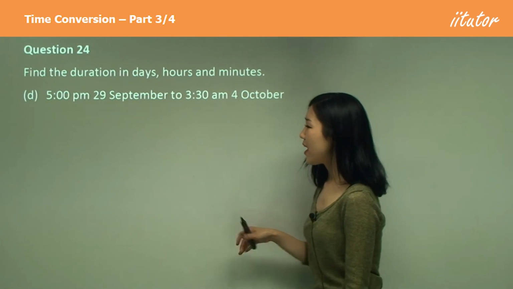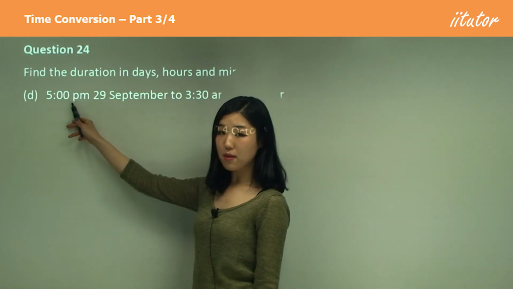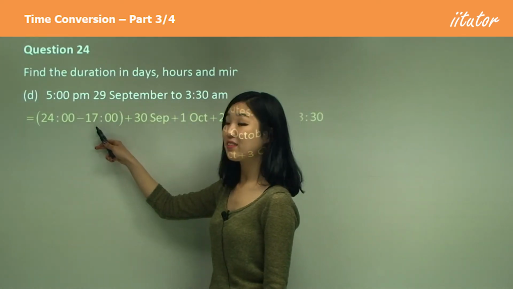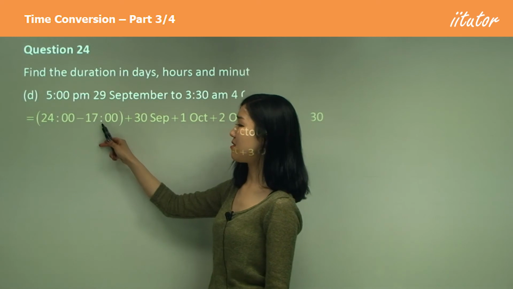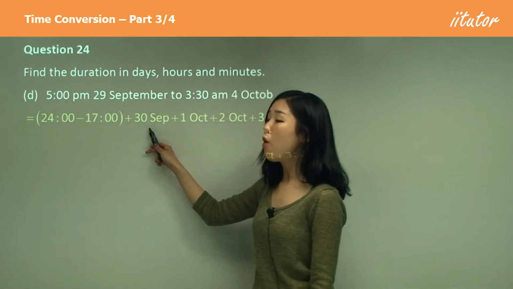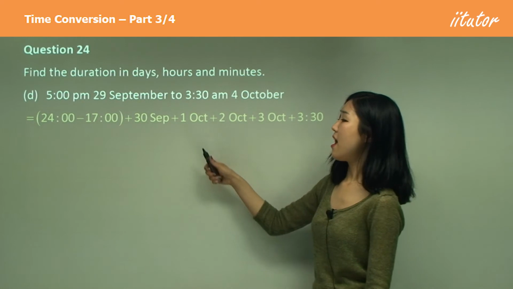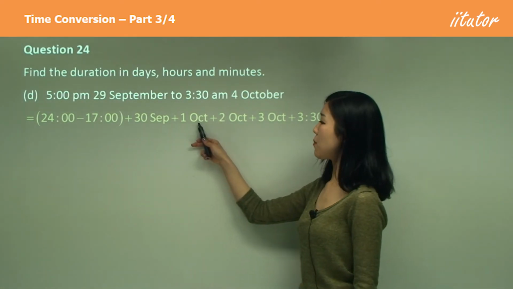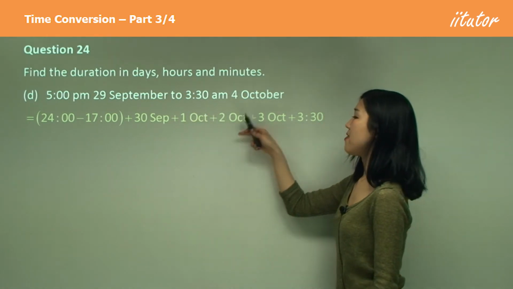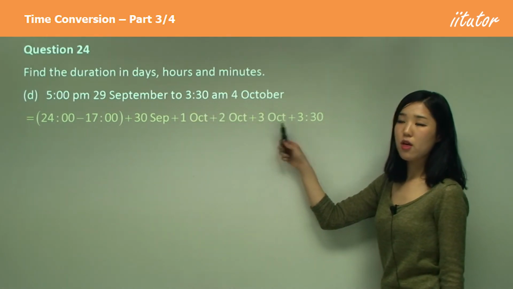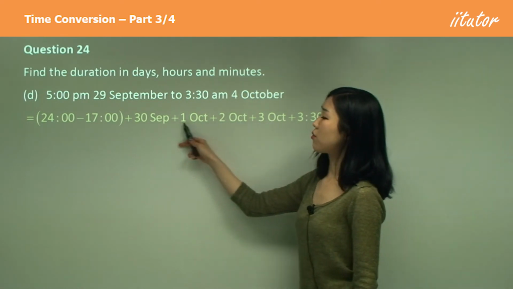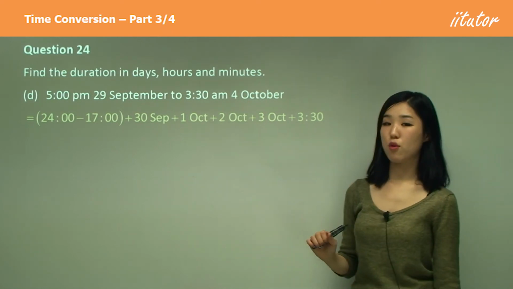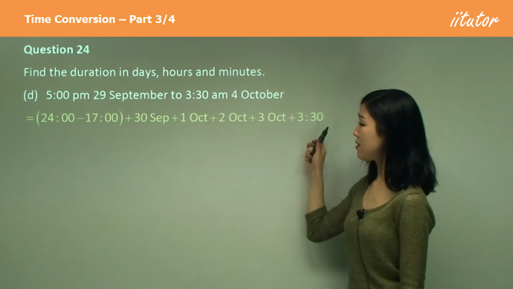All right, what we'll do, again, we'll do the same thing, but this is p.m., so make sure you change that to 24-hour time. So we're going to do 24 minus 17, because 5 p.m. is 17. And then we've got a whole 30th of September that day. And you know how September only has 30 days? So the next day will be 1st of October, and then we have 2nd October, and then we have a whole 3rd of October. So we've got 1, 2, 3, 4 whole days in between. And then of course we have 3:30 on 4th of October. So we'll do the same thing for this part and this part.